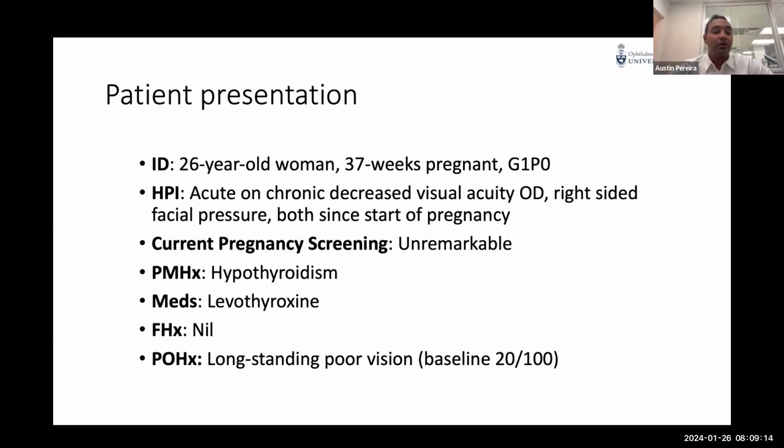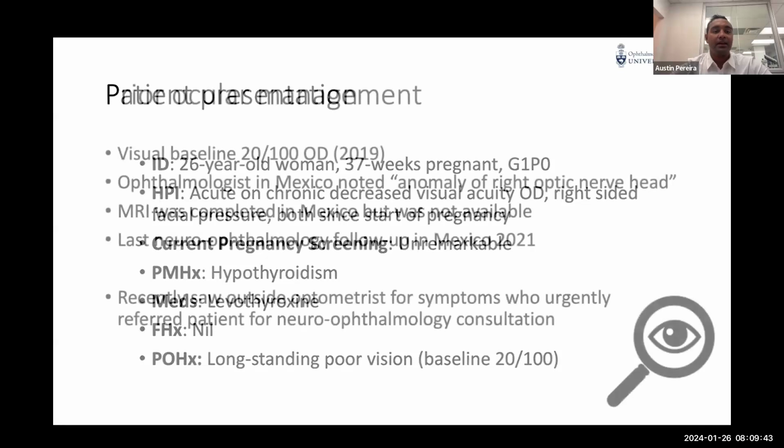She had an unremarkable current pregnancy screening. So she went to all of her screening with her OBGYN and everything was unremarkable. She had a past medical history of hypothyroidism, of which she was taking levothyroxine, and no family history of any eye disease. Of note, she did disclose that she has this long-standing poor vision with a baseline of 20/100. This was diagnosed with a visual acuity of 20/100 in Mexico, and she recently moved to Canada last year.